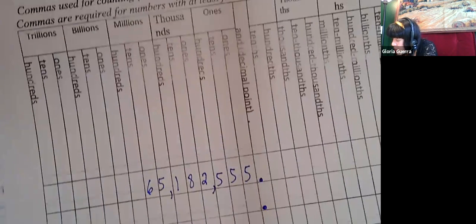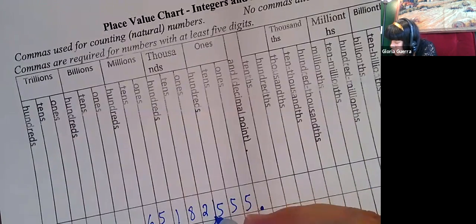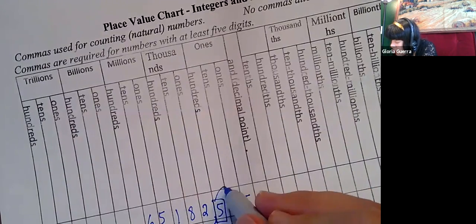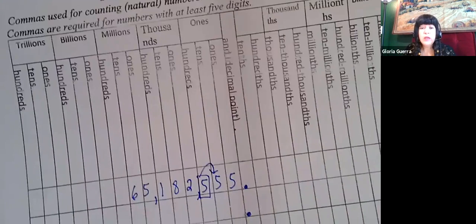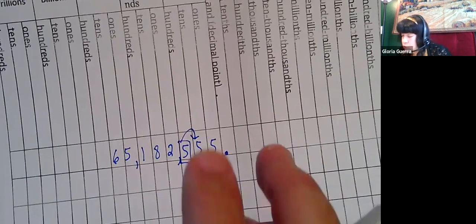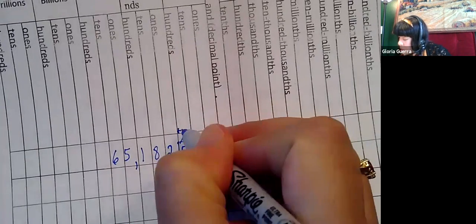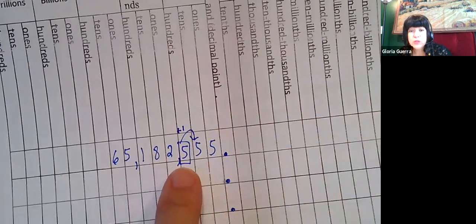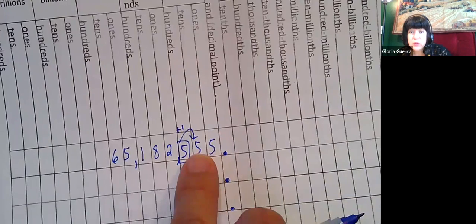So the nearest hundreds, I box my hundreds place. This is ones, tens, hundreds is right here. And I look at the number to the right, and I want to see if that's 5 or more. If the neighbor is 5 or more, then you have permission to increase the box digit by 1. So we have permission to increase this 5 into a 6. And what happens is the remaining digits become zeros.